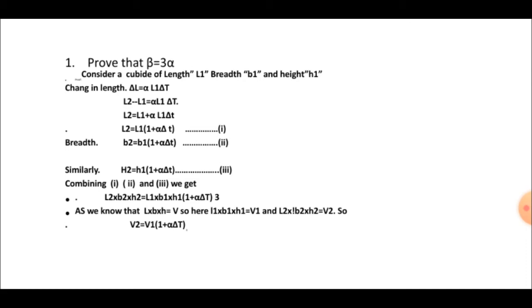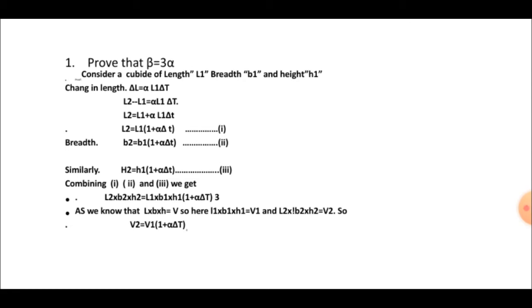L2 is equal to... L1 is taken to the right hand side, its sign will change. L2 is equal to L1 plus alpha L1 delta T. L1 is taken common: L2 is equal to L1 into 1 plus alpha delta T. Similarly, if expansion by increasing temperature is taken in terms of breadth, then B2 is equal to B1 into 1 plus alpha delta T. And H2 is equal to H1 into 1 plus alpha delta T.